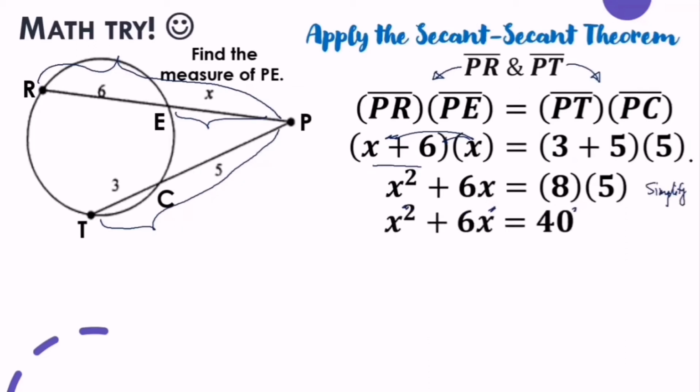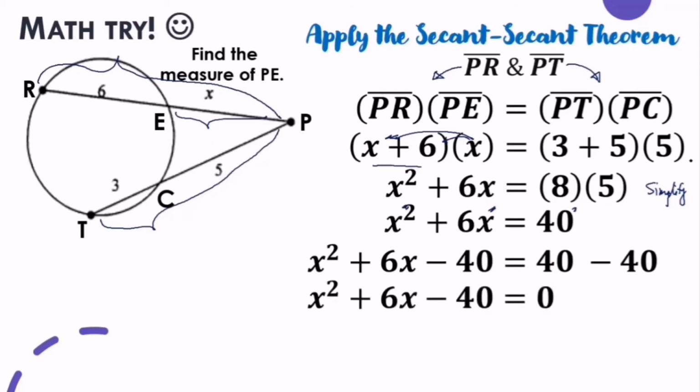Magiging x squared plus 6x is equal to 40. And then we need to subtract both sides by 40. O yung minsan, nagtatransfer tayo. Basta lahat dapat nasa iisang side lang, para magkaroon tayo ng equated kay 0. And then, we're going to factor it out.